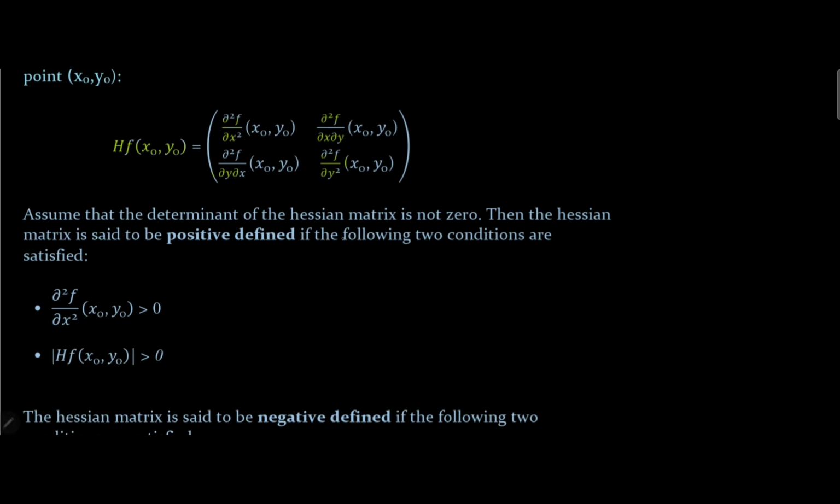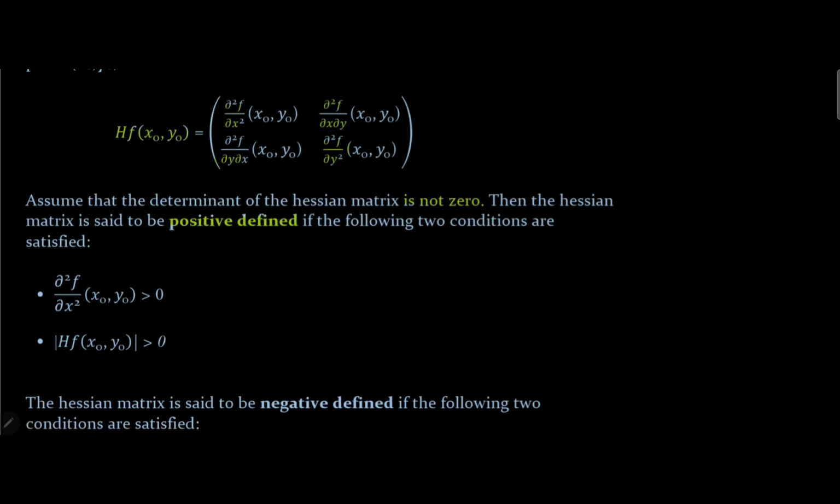Then, if we assume that we have a Hessian matrix with determinant non-zero, then we can state the following definition. The Hessian matrix will be positive definite if the second order partial derivative according to x twice is greater than 0, and the determinant of the Hessian matrix is also greater than 0. So that makes sense, that's positive and positive, so we say that the Hessian matrix is positive.